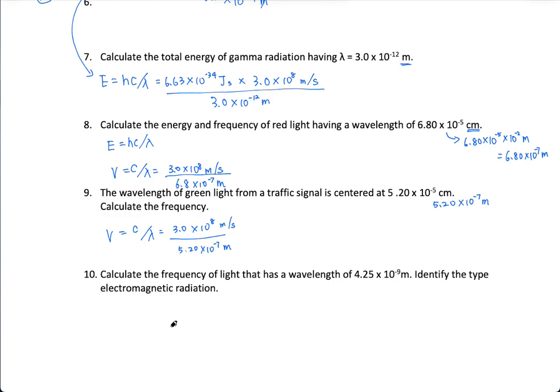Last question: find the frequency of the light with the given wavelength, and identify the type of electromagnetic radiation. I'm not going to identify it, I don't know the differences, but we can calculate the frequency. Frequency is the same as our earlier one: the speed of light divided by the wavelength. Speed of light, 3.0 times 10 to the 8th power meters per second, divided by this wavelength, 4.25 times 10 to the negative 9th power meter. Yes, so you all have a calculator, get the answer. That's it. So good luck.